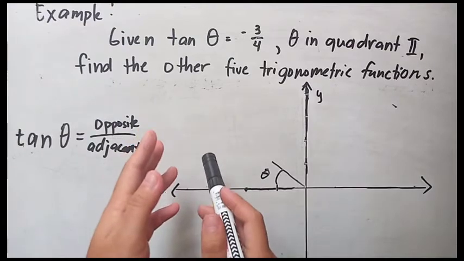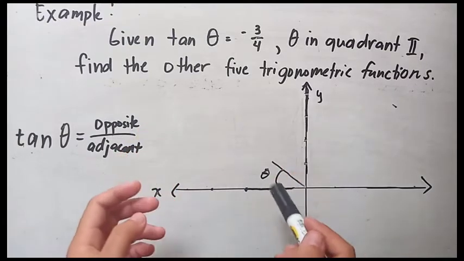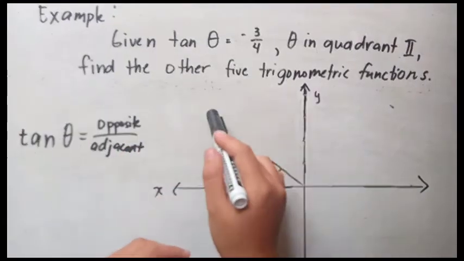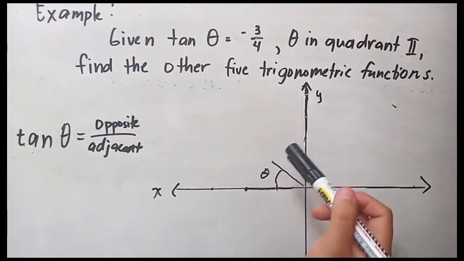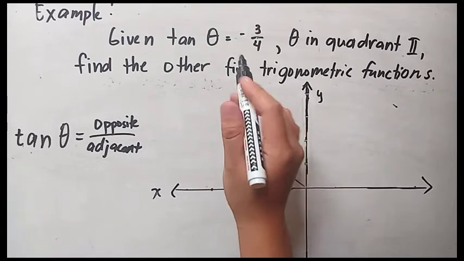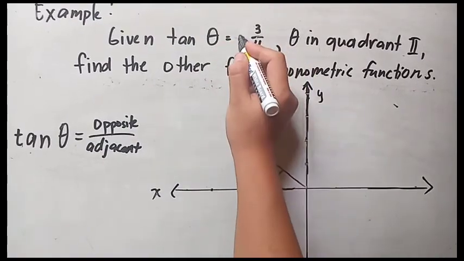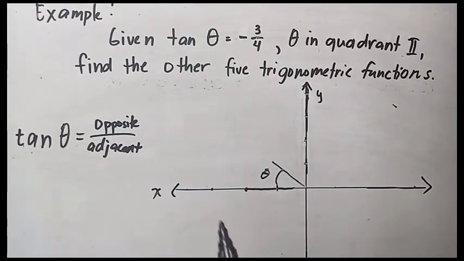So, saan natin yung i-measure? Sa x ba or sa y? Siyempre, doon sa y. Kasi dito natin i-measure. Okay, sa y. Kasi parallel siya sa y. So, negative... Okay, sorry. Dapat nasa gitna yan. So, negative 3 over 4.